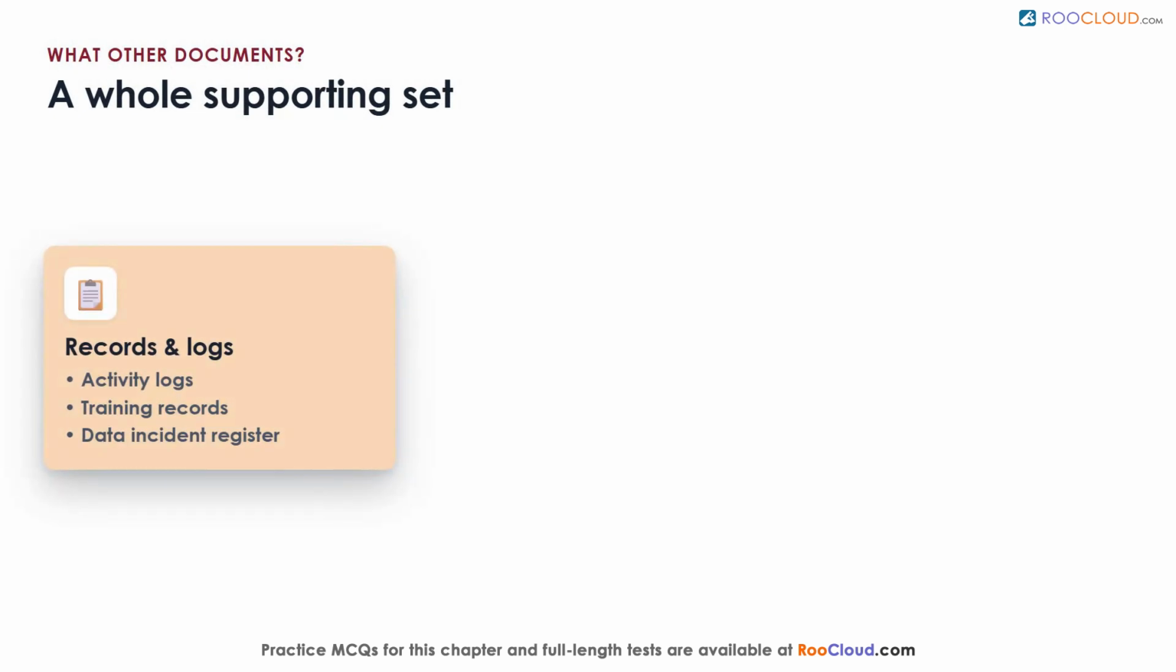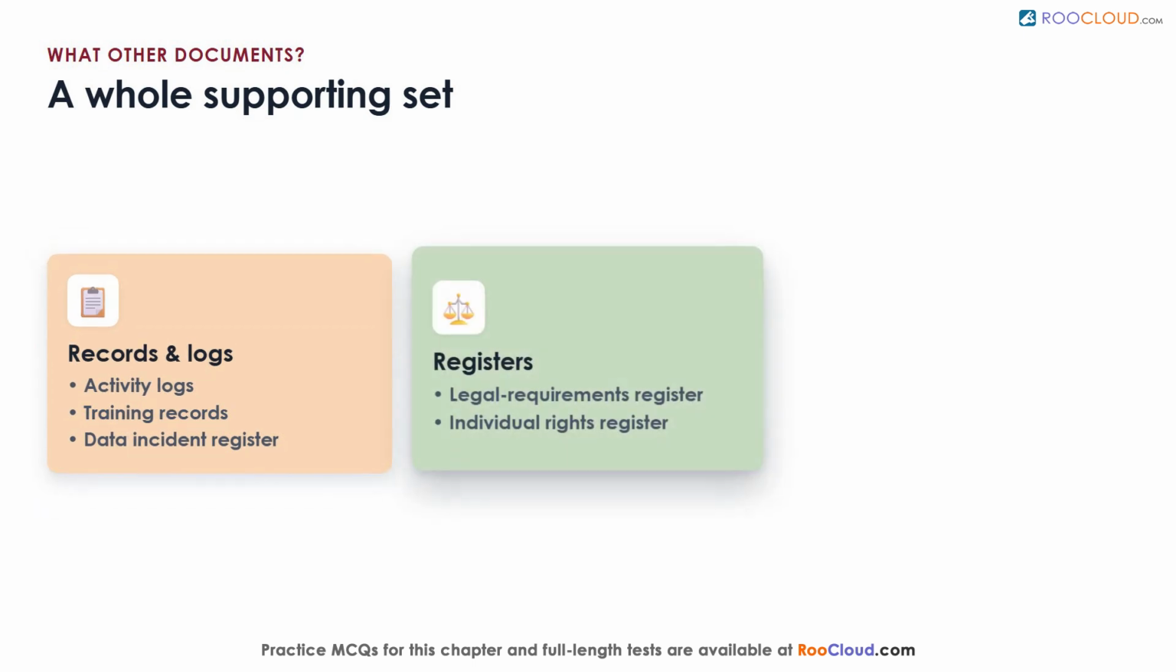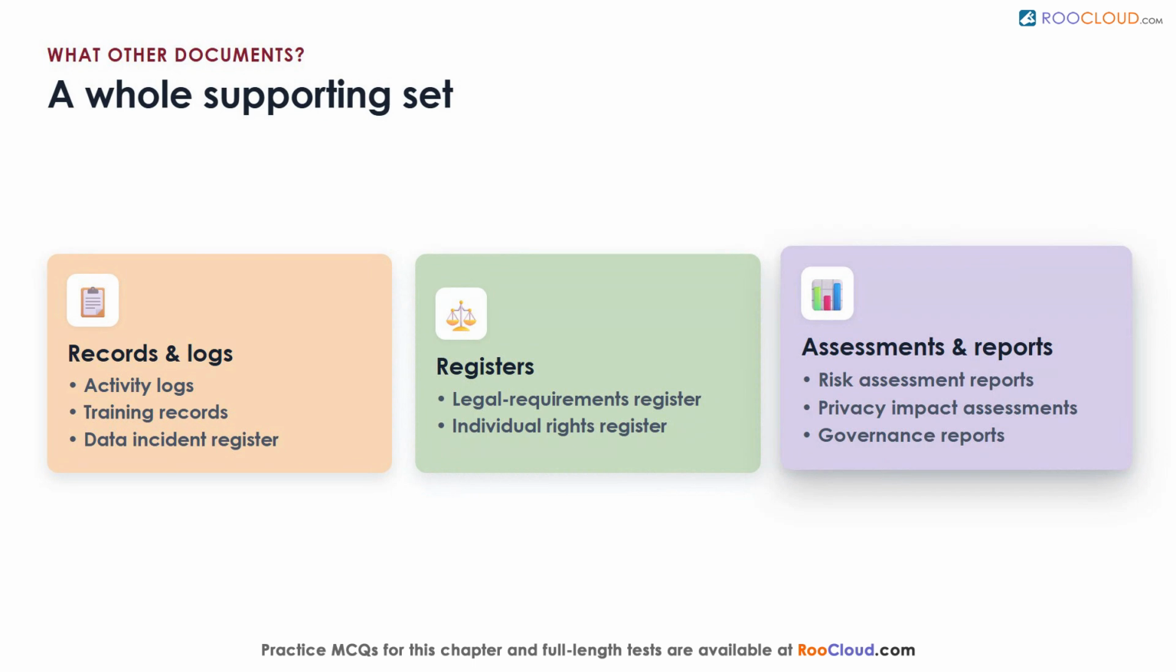Are there other documents to know? Yes, a whole supporting set. Activity logs record who did what, like who attended training. A register of legal requirements lists every rule that applies. Risk assessment reports show your overall privacy risk status. Privacy impact assessments check whether data is properly safeguarded. Governance reports update stakeholders on compliance and incidents. Training records prove your due care for education. A data incident register stores the facts of every breach. And an individual rights register tracks every request from a person. Together, these tell the full story of your program.